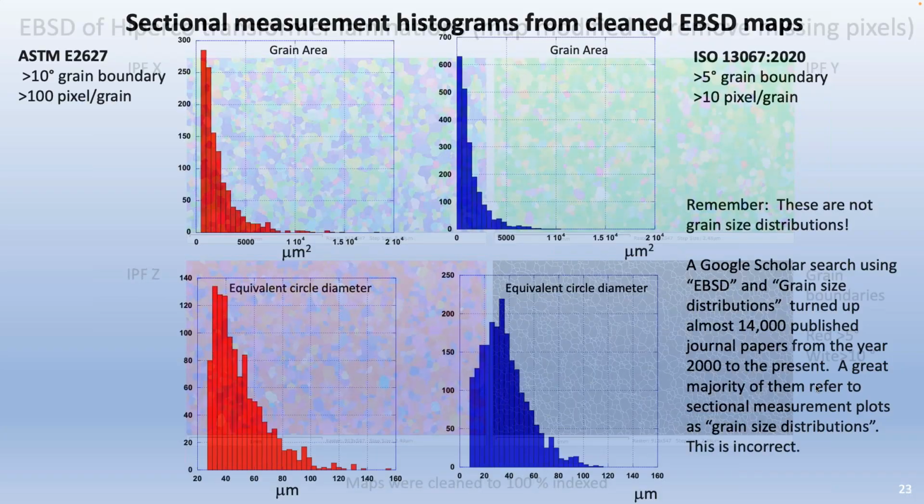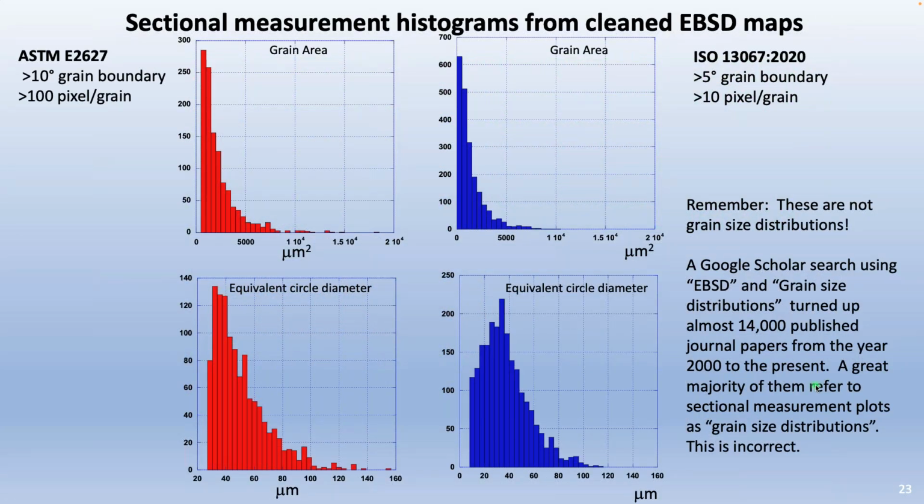So we take those maps and we do some of our normal sort of things with them. These are sectional measurement histograms from cleaned EBSD maps. I think I misspoke earlier. The ASTM is 10 degree grain boundaries and the ISO is 5 degrees. So if we take that data and we apply the conditions for ASTM, we'll get these two results. If we apply the ISO standards, we'll get these two results.